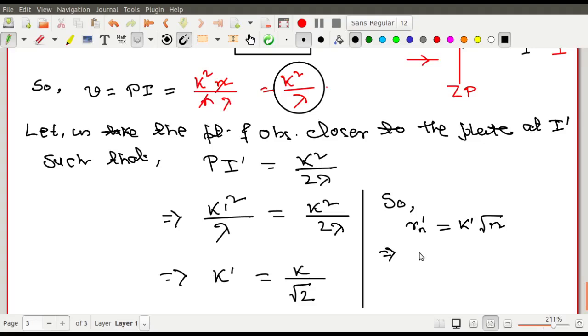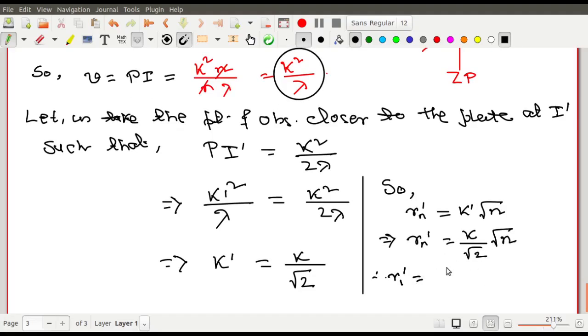So now you will say how many radii are possible over here. Now rn dash I can write, what is the value of k dash? The value of k dash is k by root 2 into root over n, and therefore r1 dash is equal to, if I put 1, what comes? It is k by root 2. If I use r2 dash, putting 2, it comes out to be k.